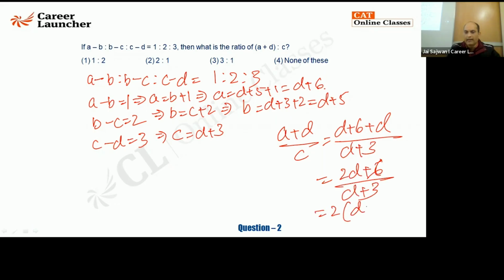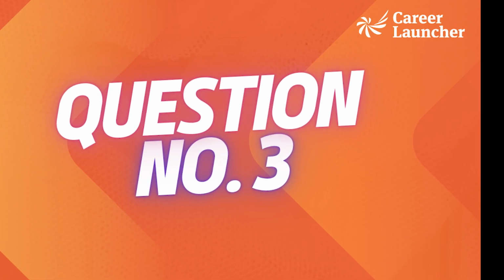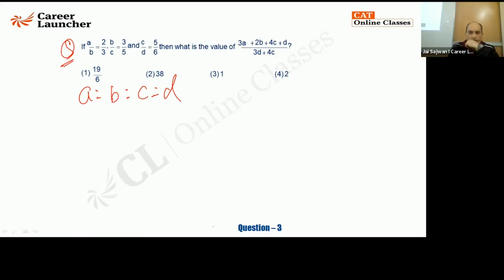If you don't mind, can I take 2 as a common value here? Very nice, Janvi, yes. So I can say it is 3 is to 5, but 5 is common there. Let's say 5 is to 6. So the ratio of A, B, C, D is 2 is to 3 is to 5 is to 6.